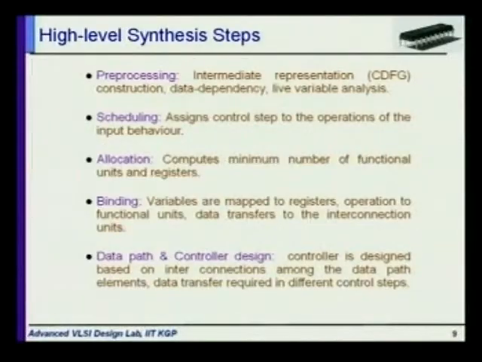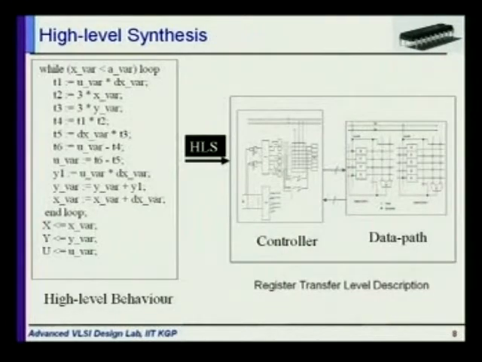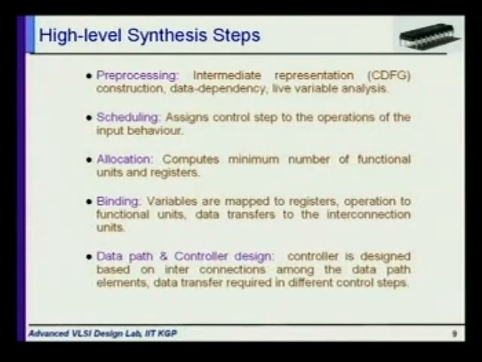So basically you design these things in your design lab, the data path and the controller. Now you are given this behavior and you have to achieve this RTL description. What should be the basic steps to achieve this type of RTL description for a high level behavior? The steps are preprocessing, scheduling, allocation binding and data path and control generation. Let us discuss with an example.